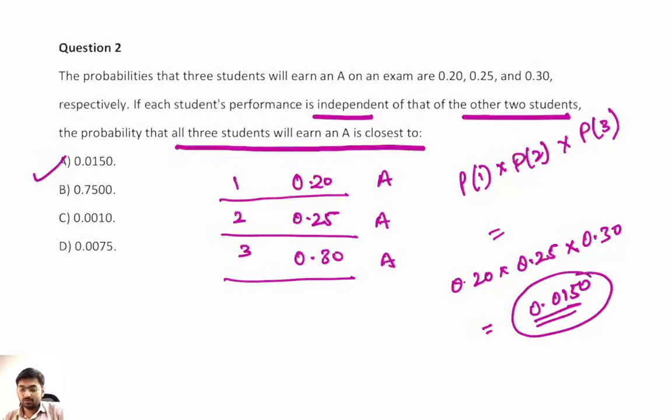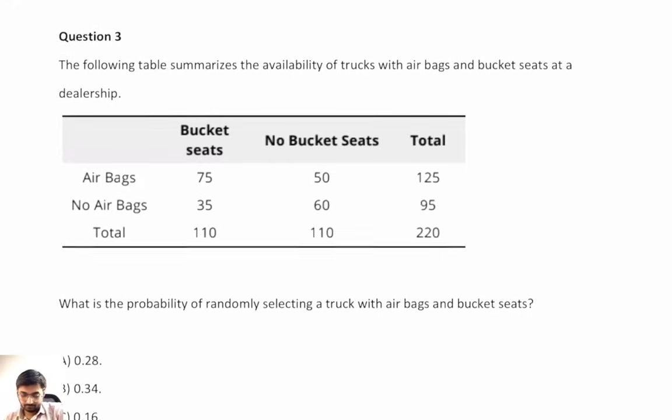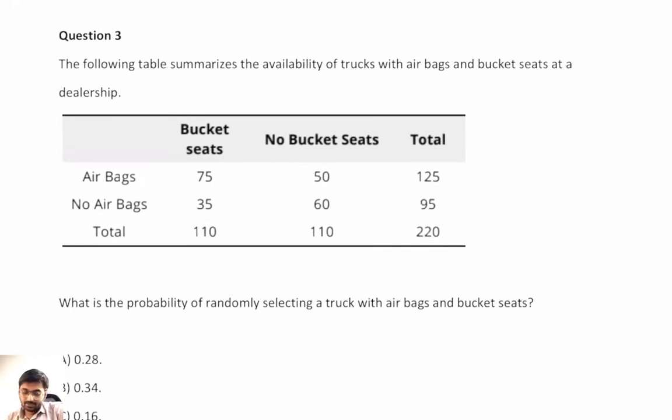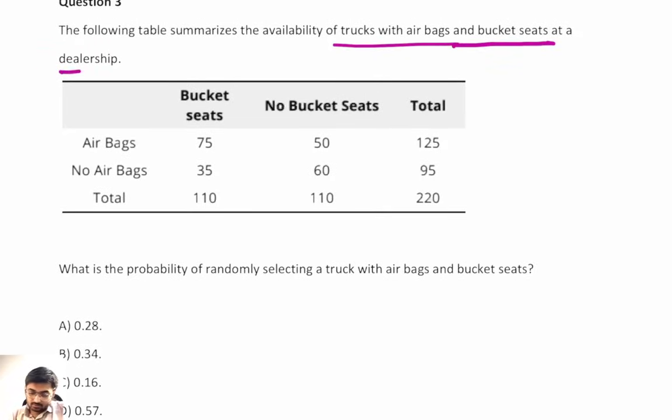Now coming to the third question. The following table summarizes the availability of trucks with airbags and bucket seats at a dealership, clear. With airbags and bucket seats, there are 75, and 50 are those trucks which have the airbags but no bucket seats. So a total of 125 trucks have the airbags, and out of 125, 50 trucks don't have the bucket seats, clear.